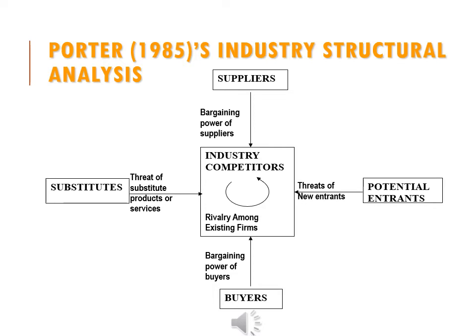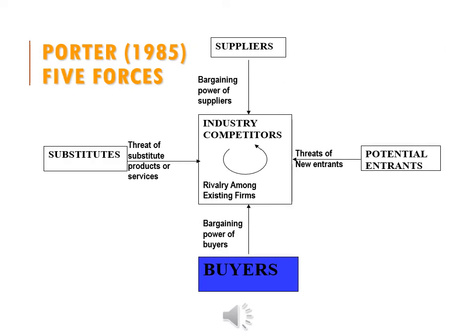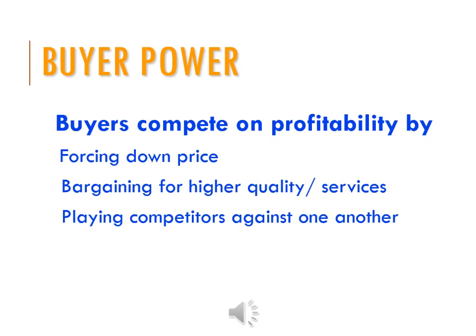The other competitors. We're looking into the number of competitors and the industry structure. So here, the industry size, the players, or the concentration of players comes into discussion. So let's take a look at the buyers. Buyers are customers, and customers compete with the industry in the following three manners.